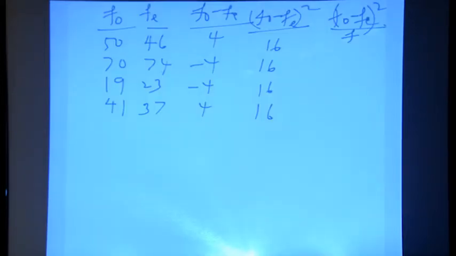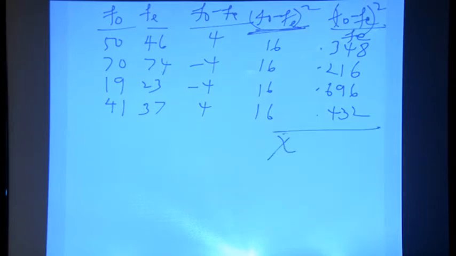Okay. So, when you do this division, this is what you are expected to get, that is 16 divided by 46, divided by FE. So, 0.348, and then we have 0.216, and then 0.696 and 0.432. This is when you divide this FO minus FE, the whole square, by FE. Then to get chi-square you just add all of this up, and so the addition comes to 1.692.